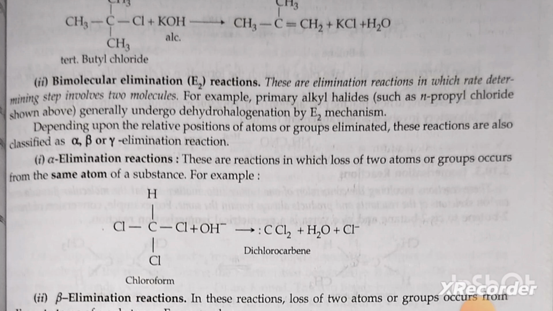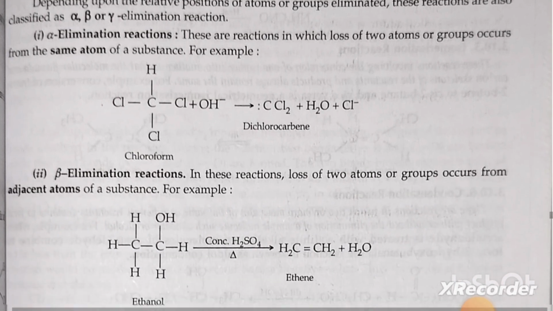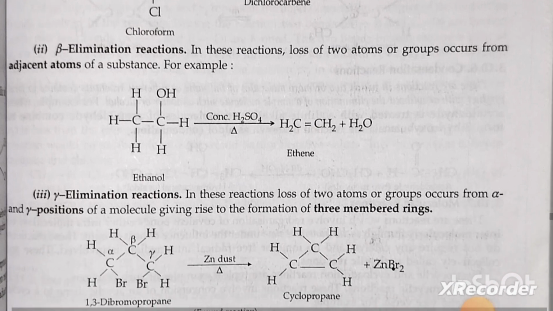First, alpha elimination reaction. These are reactions in which loss of two atoms or groups occurs from the same atom of a substance. For example, chloroform plus OH negative gives rise to dichlorocarbene plus H2O plus Cl negative. Second, beta elimination reaction. In these reactions, loss of two atoms or groups occurs from adjacent atoms of a substance. For example, ethanol in the presence of concentrated H2SO4 and heat gives rise to ethene plus H2O.